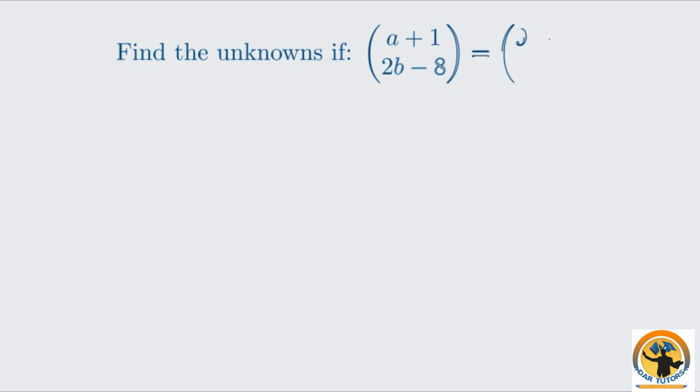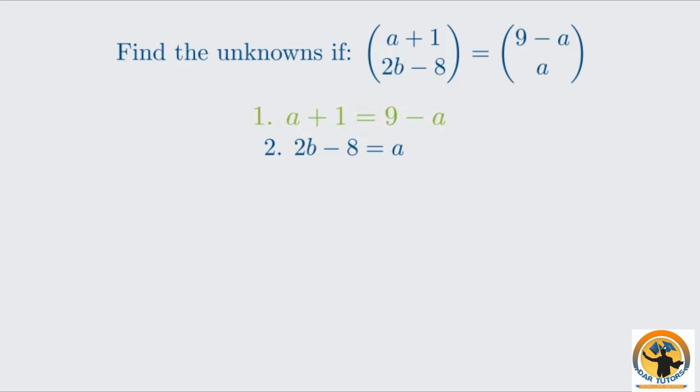Let's apply this concept of vector equality to solve for unknown values. This is a common type of problem in the IB exam. Consider the equation: the vector (a plus 1, 2b minus 8) is equal to the vector (9 minus a, a). Our goal is to find the values of a and b. Using the principle of vector equality, we know that the corresponding components must be equal. This gives us a system of 2 equations. First, we equate the x components: a plus 1 equals 9 minus a. Second, we equate the y components: 2b minus 8 equals a.